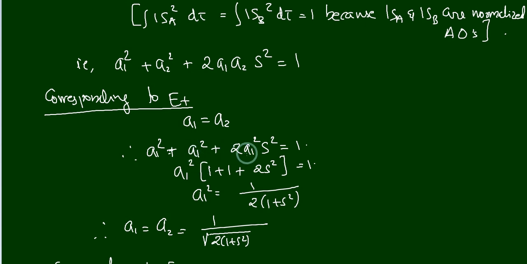So a1 square plus a1 square plus 2 a1 square s square is equal to 1, because a2 is equal to a1 here. So a1 square is a common factor: a1 square into 2 plus 2 s square is equal to 1, or a1 square is equal to 1 divided by 2 into 1 plus s square. Since this is a1 square, a1 is equal to 1 divided by the root of 2 into 1 plus s square, and that will be equal to a2 also.